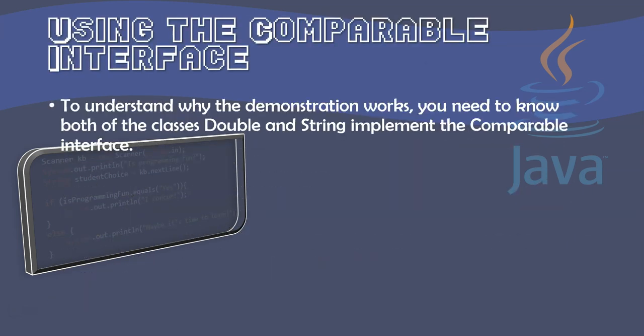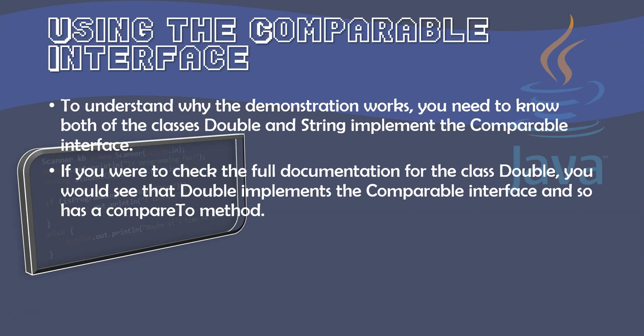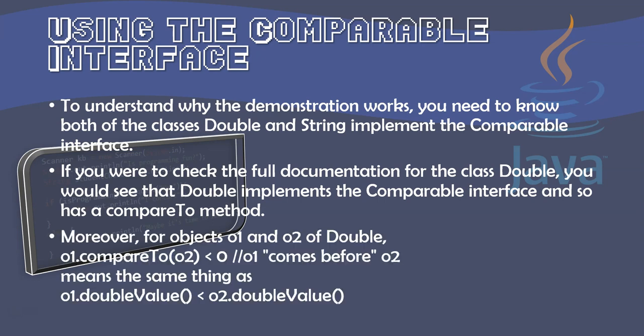So when we start using the Comparable interface, if we really want to understand why the demonstration works, you need to know first off that both the classes Double and String implement the Comparable interface. If I look in the Double wrapper class, not the primitive type, you will find that in there. If you were to check the full documentation of the class Double, for example, you'll see that Double implements the Comparable interface, and so it has the compareTo method. Moreover, for objects O1 and O2 of Double, O1.compareTo(O2) less than 0 means that O1 comes before O2, which means the same thing as saying O1.doubleValue is less than O2.doubleValue. If you were to convert those over into numeric types and then do an inequality, you, of course, would get the same thing.